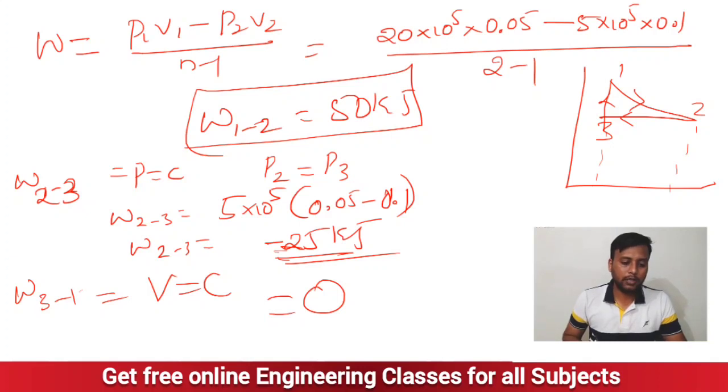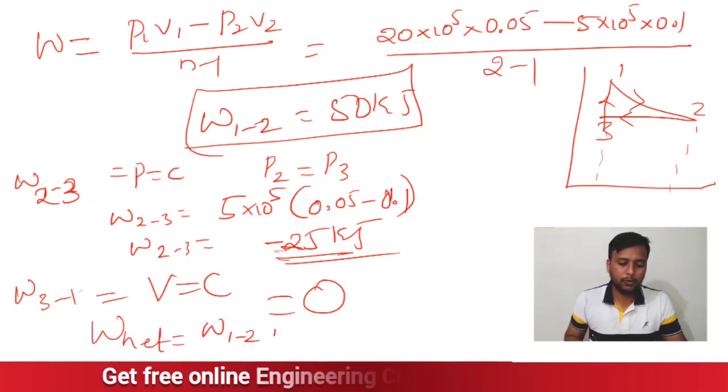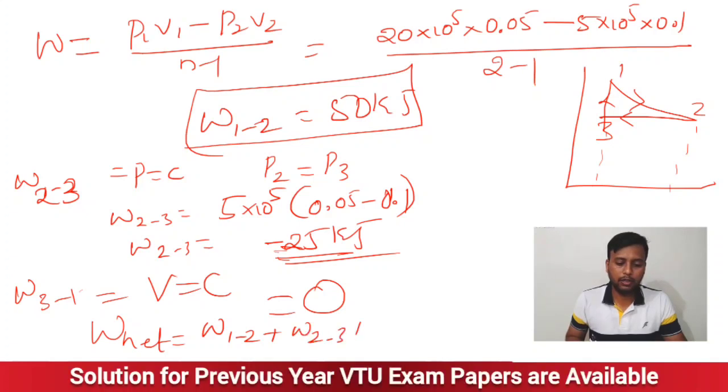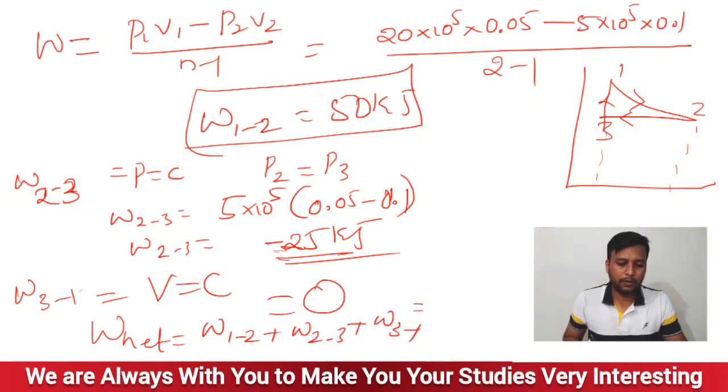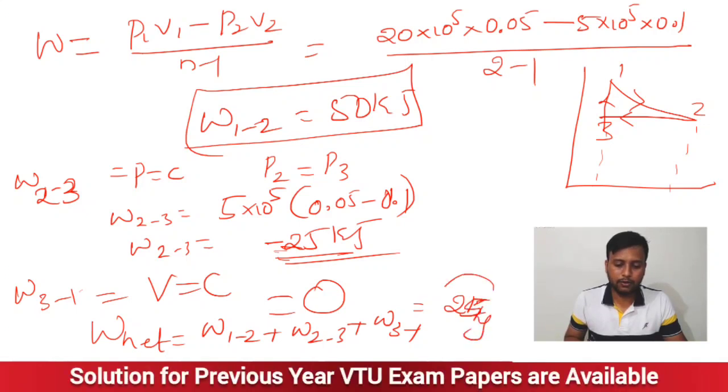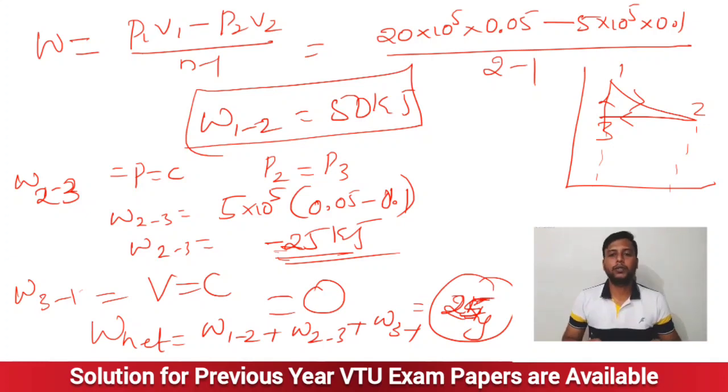Now the net work done, W net, will be equal to W1 to 2 plus W2 to 3 plus W3 to 1. If I calculate all these, minus 25 plus work done of 50, I get the net work done as 25 kilojoules. This is our final answer, 25 kilojoules.